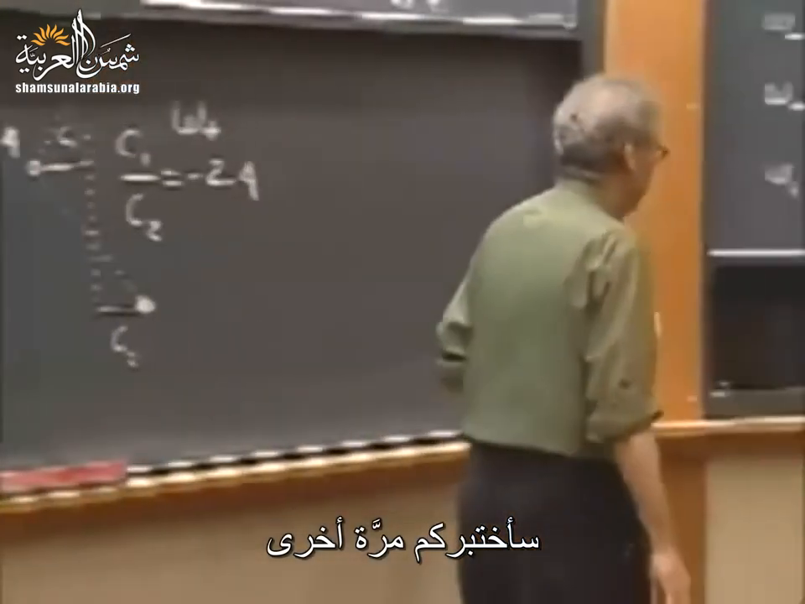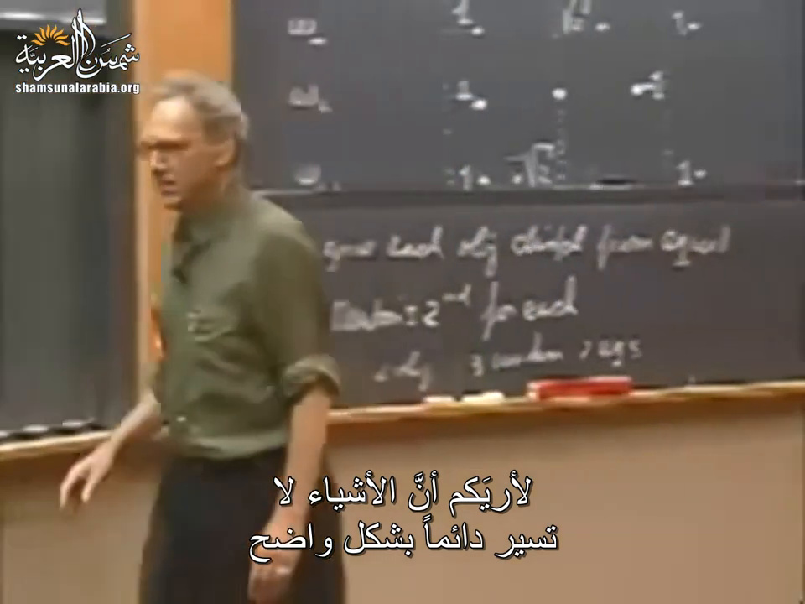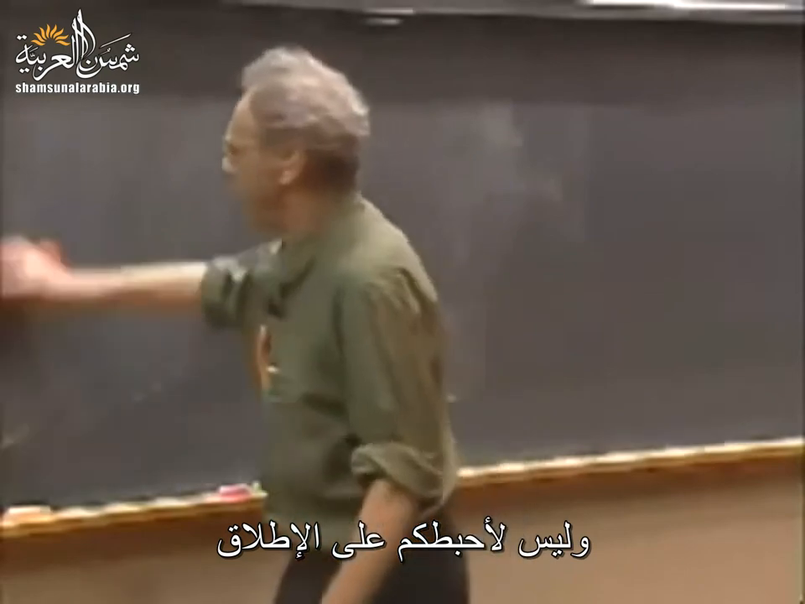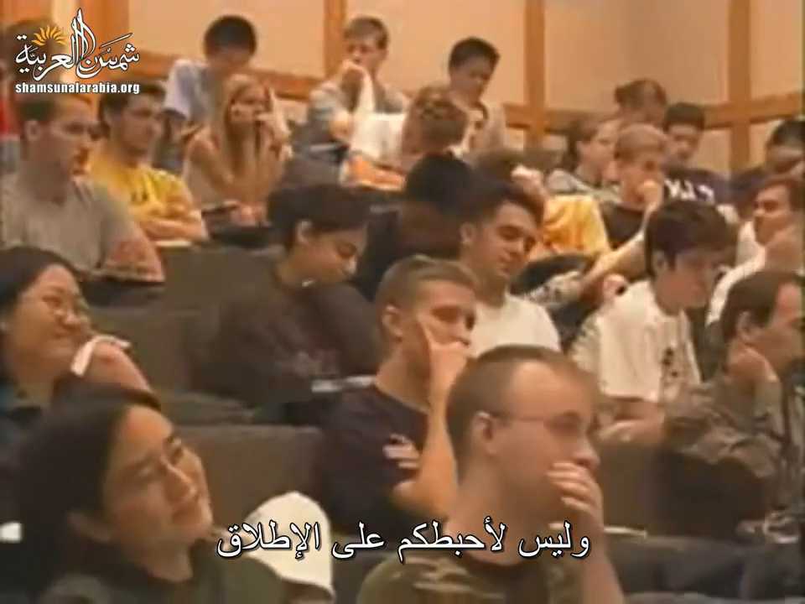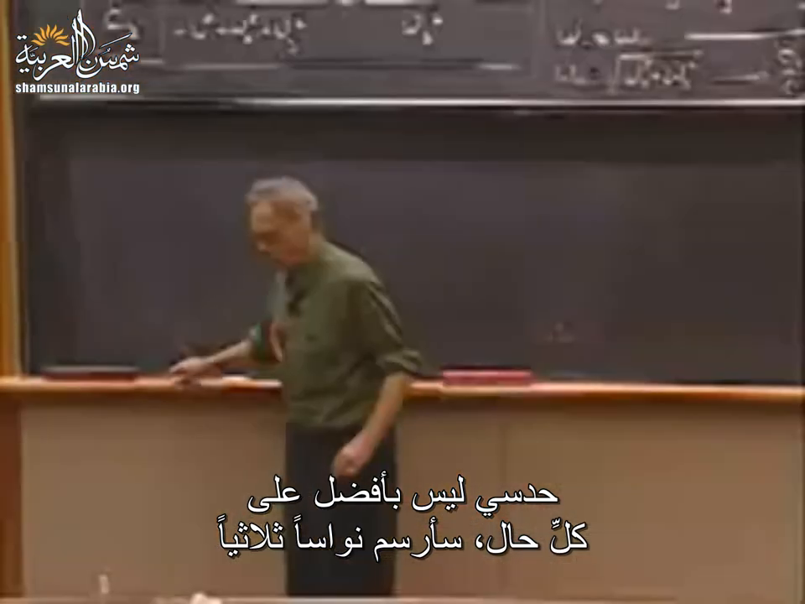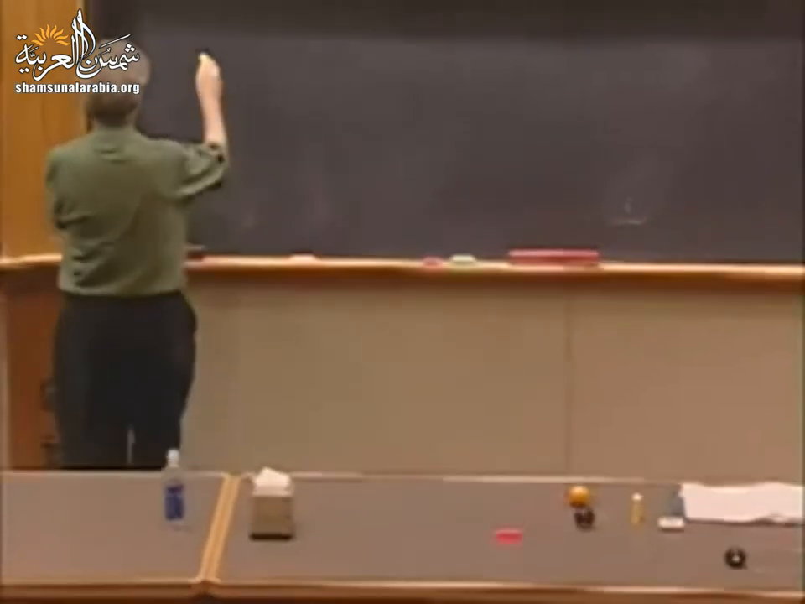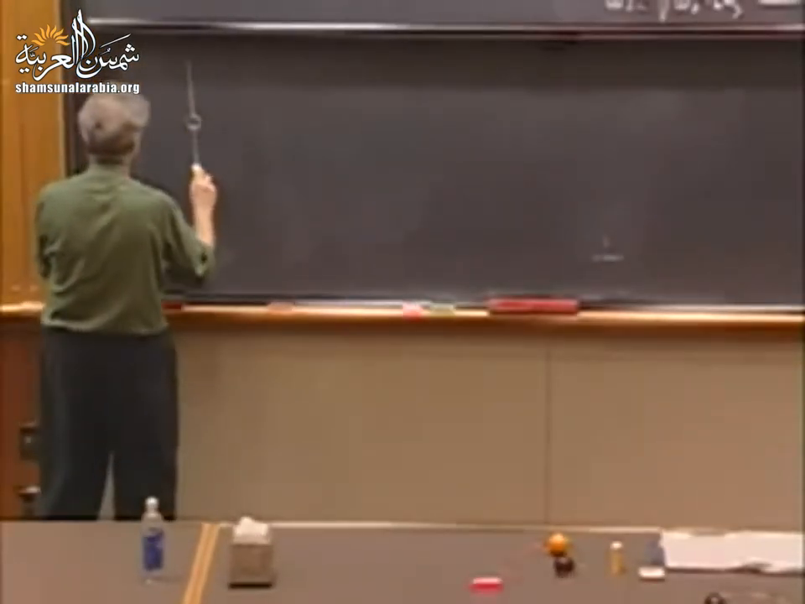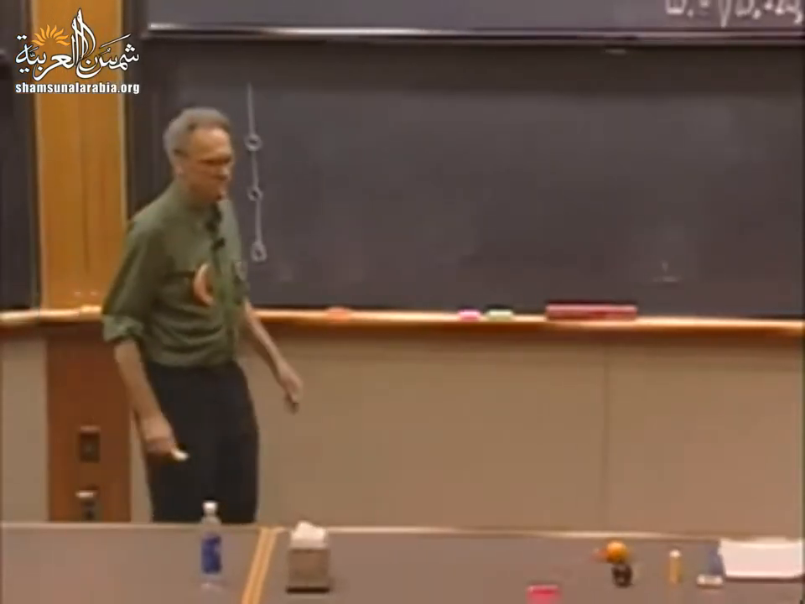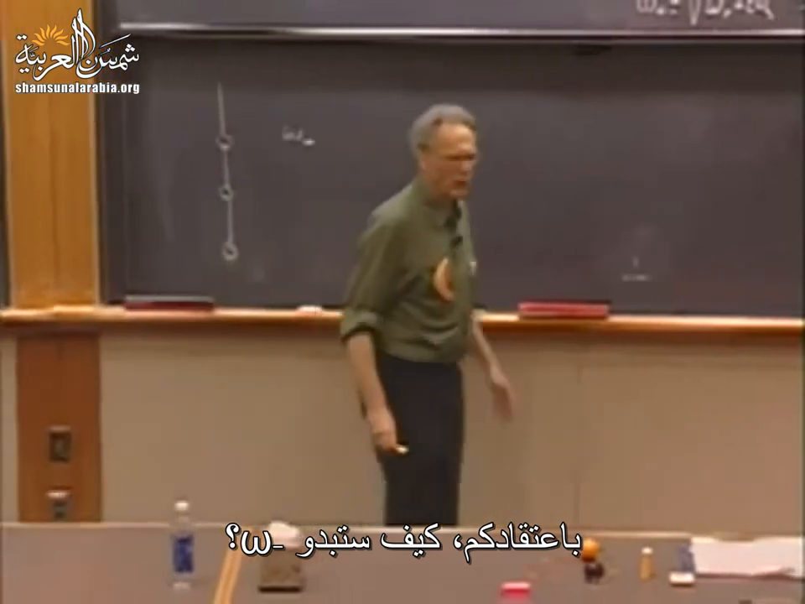Now, I'm going to test you once more to show you that these things are not so straightforward. Not to make you feel bad at all, on the contrary. My intuition is no better. I'm going to make a triple pendulum. This is a triple pendulum. Omega minus. What do you think it will look like?